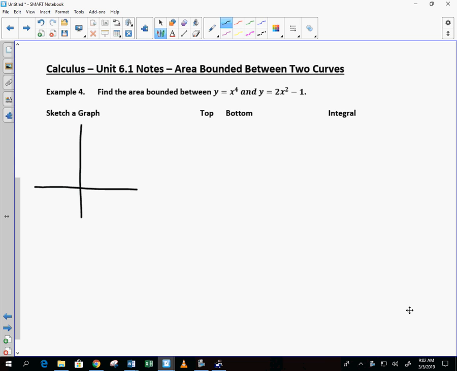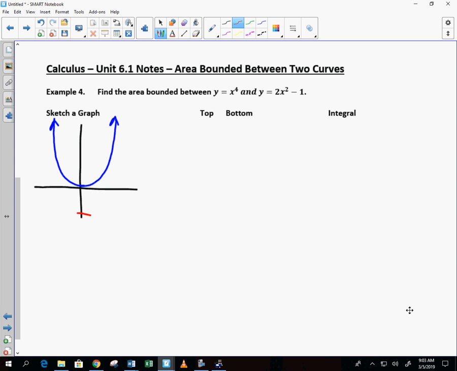Yeah, it basically looks like a parabola, right? Except it gets steeper on the sides, right? Well, y equals 2x squared minus 1. It's also a parabola but down one.